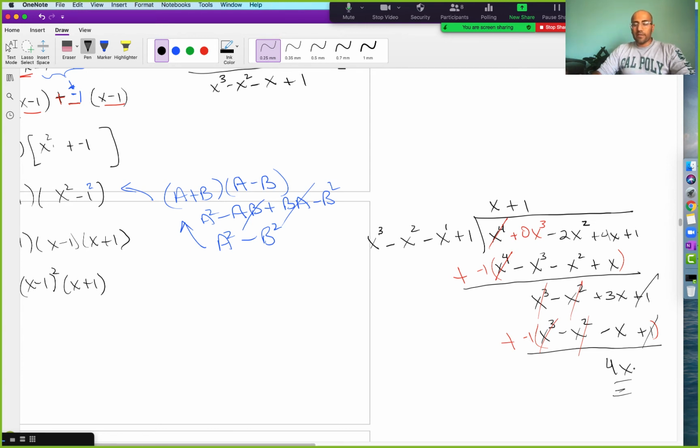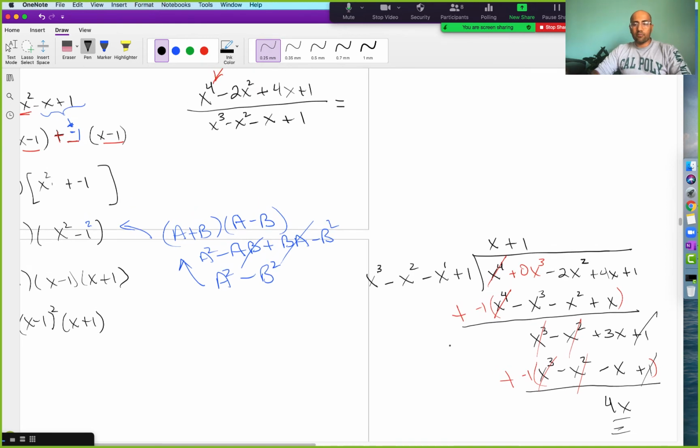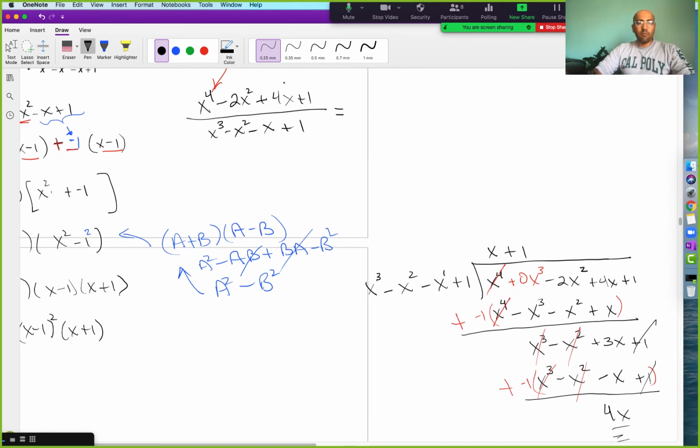And I know I'm done because now the degree of this is smaller than the degree of the divisor. So I'm ready to express this ugly fraction, back to the original fraction given. Because the degree of the numerator is larger than the degree of the polynomial in the denominator, I do long division, and now I see that it's equal to x plus 1 plus this fraction, 4x over x cubed minus x squared minus x plus 1. Good.